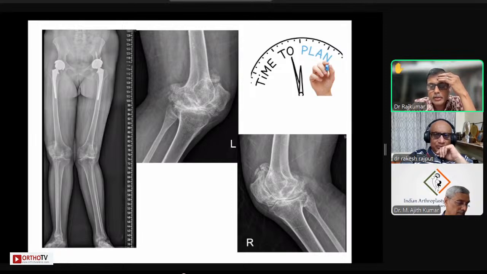This is the case where you should not try to do an extension balancing first. This is where you remove the osteophytes and then work around and get spaces, and then finally you can balance it based on the need.